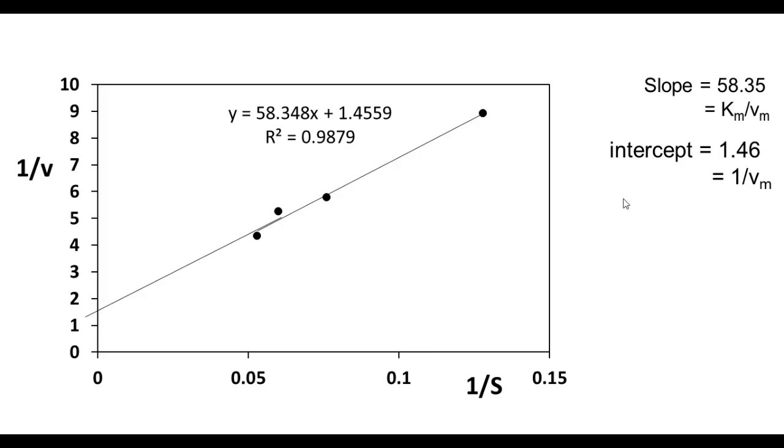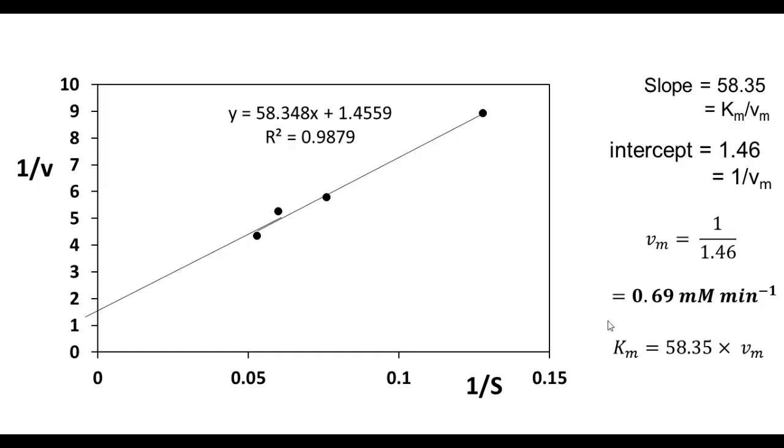So from this we can find out Vm and Km. The simplest thing is the inverse of 1.46 would be Vm, and therefore Vm is 0.69 millimolar per minute. And now that we know Vm, we can substitute it here and calculate Km.